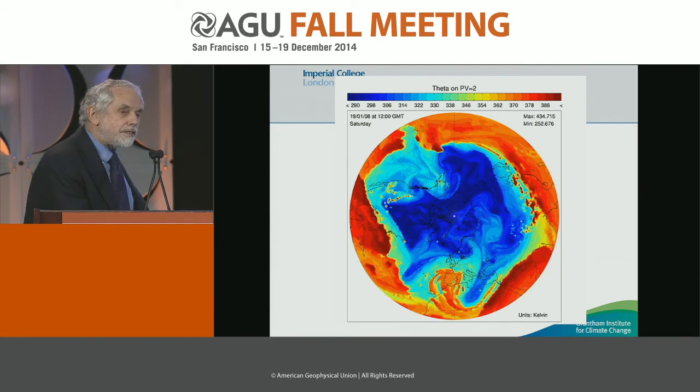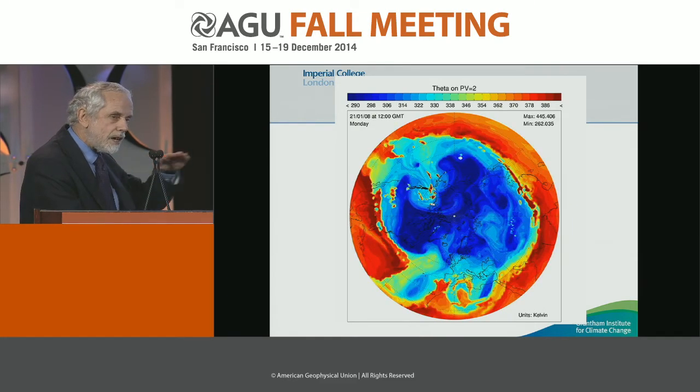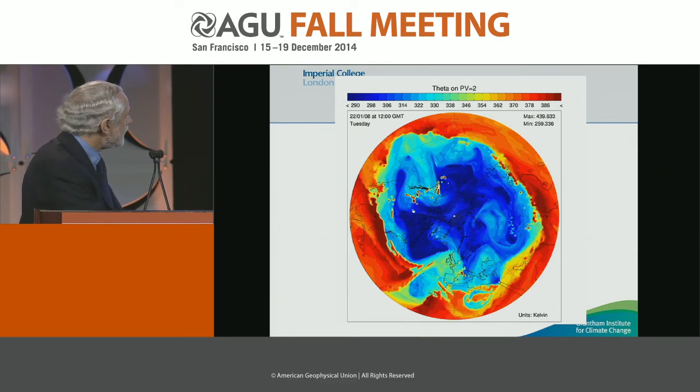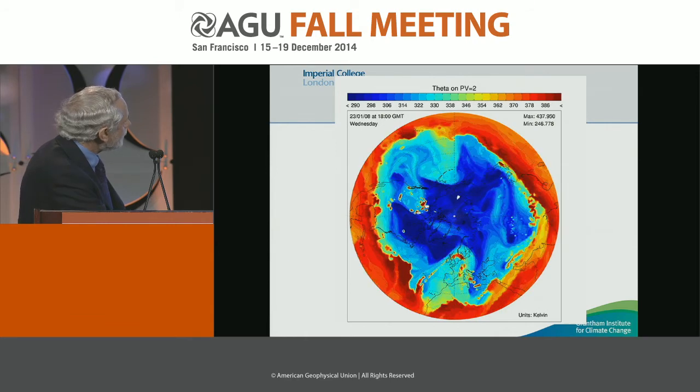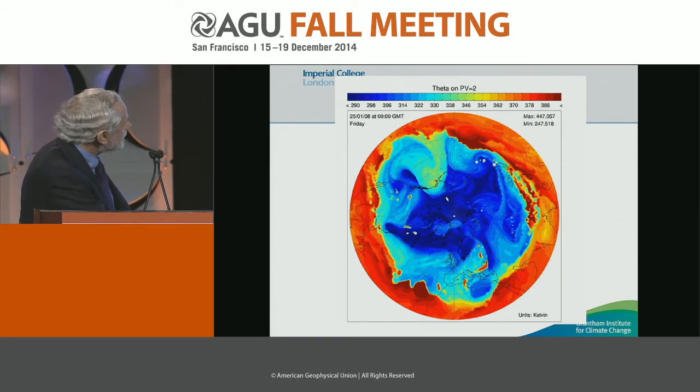This is theta on PV2 now. So this is, if you like, the motion on the dynamical tropopause. And this is the high latitude flow undulating here, and the interactions with the lower latitudes.